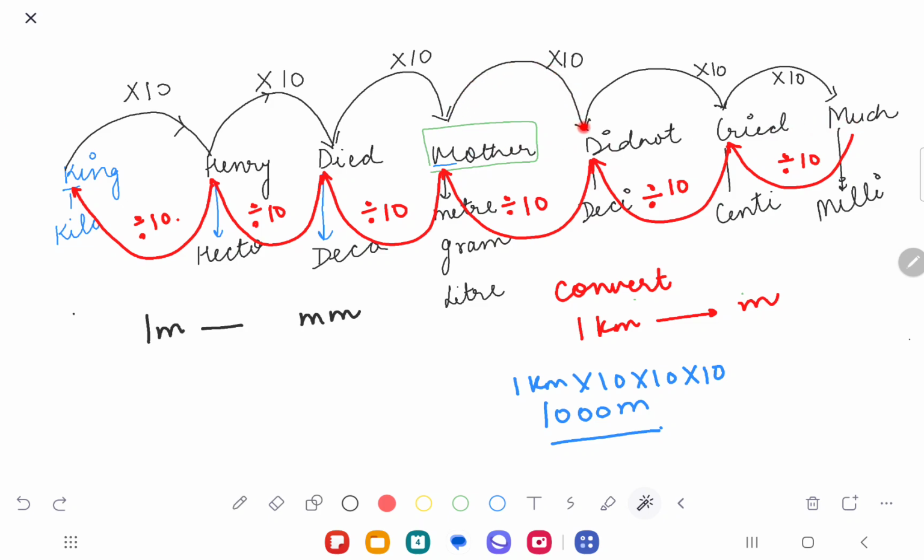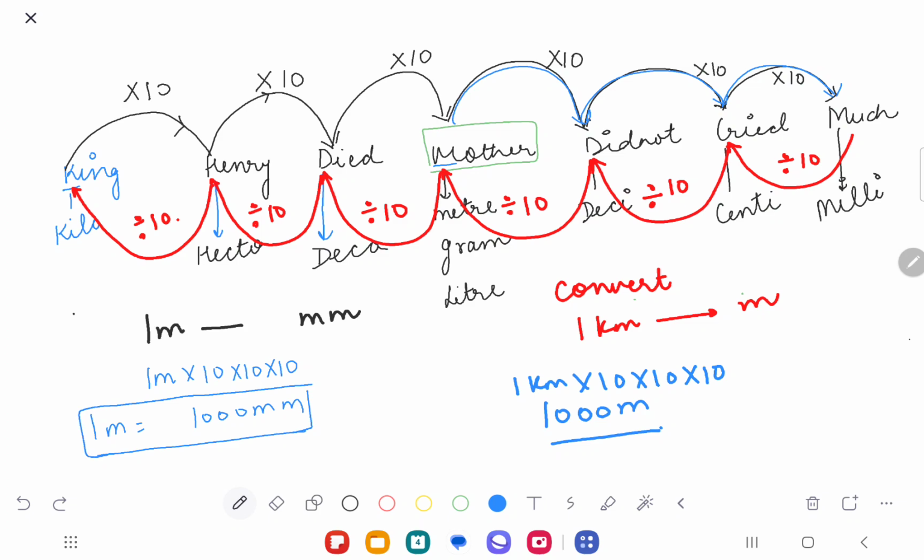One step, jump forward, 2. Second step, jump forward. And third step, jump forward. The only thing you have to remember is this sentence in order. So you will have 1 meter into 10 into 10 into 10. So 3 times you have to multiply with 10. Isn't it easy? So you have 1000 millimeters. So 1 meter will have 1000 millimeters. Understood or not?